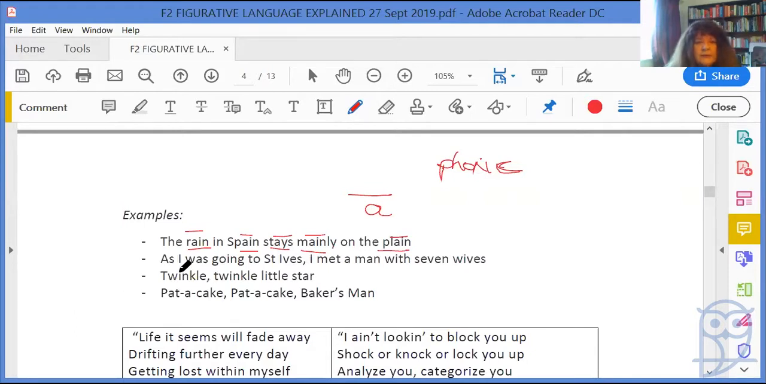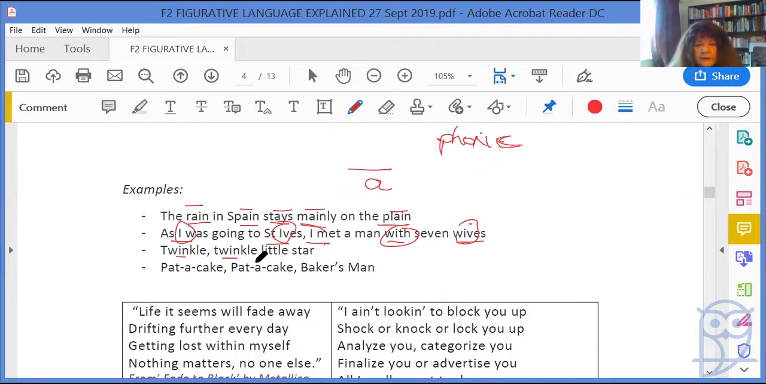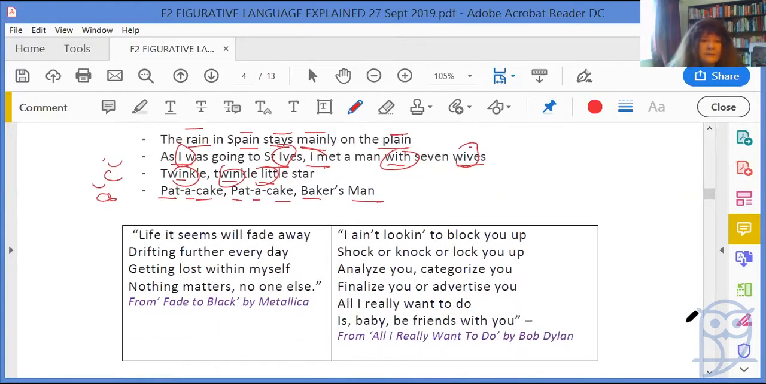Here's some other nursery rhyme ones. As I was going to St. Ives, I met a man with seven wives. So again, you've got your I sound, all the I's. That's what you would pick out as being assonance. Same with this one, twinkle, twinkle, little star, I sound. But this is more the phonic one, twinkle, twinkle, little star. And the last one, we've got the ah sound, which again is the short phonic sound. Pat a cake, baker's man. Short phonic sound.